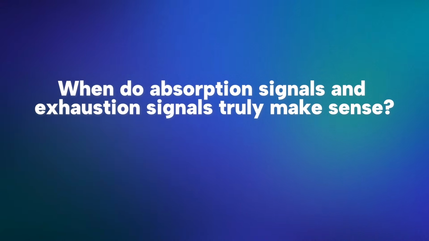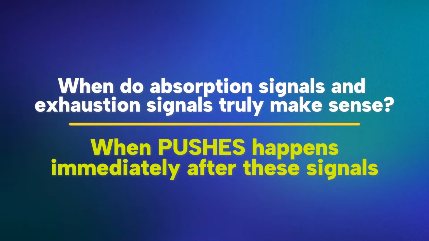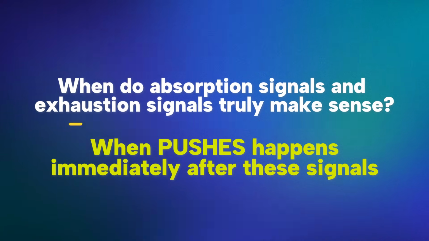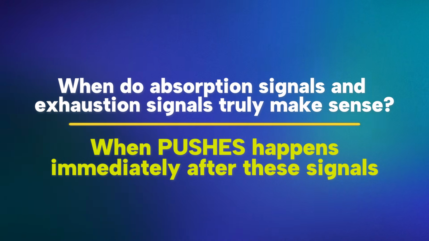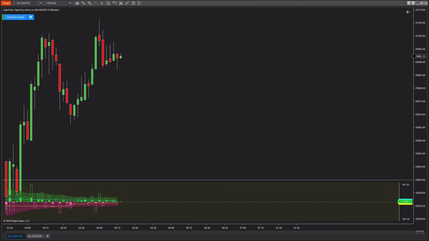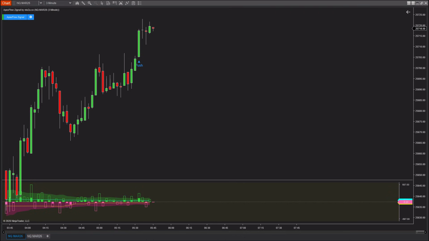These signals only appear when an absorption or exhaustion pattern is confirmed by a subsequent push move. In other words, the system waits until the market clearly says, yes, absorption or exhaustion happened here, and now it is confirmed by a strong push. Only when both elements align does the signal become truly reliable. This is how ApexFlow Zignal helps you filter out noise, avoid premature entries, and focus on high probability setups. Now, let's move back to the chart. Here, we'll start with the first concept mechanism, which is formed by combining absorption and push signals.